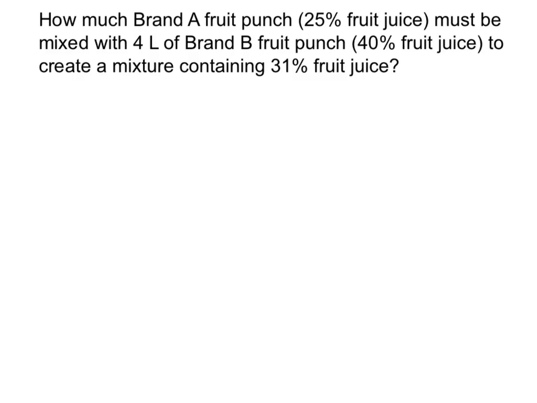Before we begin to solve this problem, an activity I like to do is just to look at the numbers that will be important for solving this. So first, numbers related to brand A fruit punch. We know that it has 25% fruit juice. And then numbers relating to brand B fruit punch, we know there's 4 liters of it in amount and it has 40% fruit juice. And finally, numbers relating to our mixture is it's going to contain 31% fruit juice.